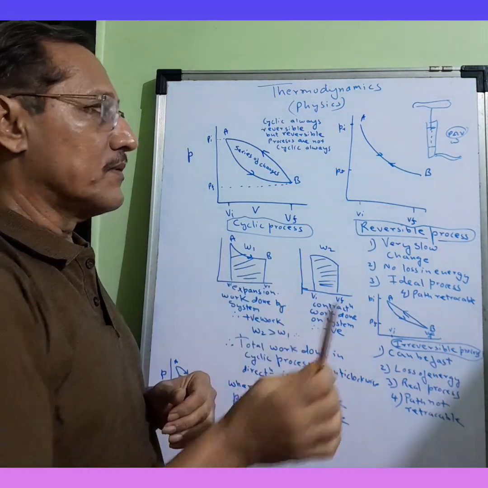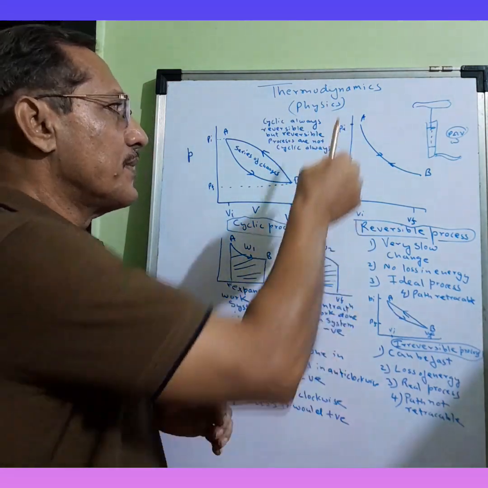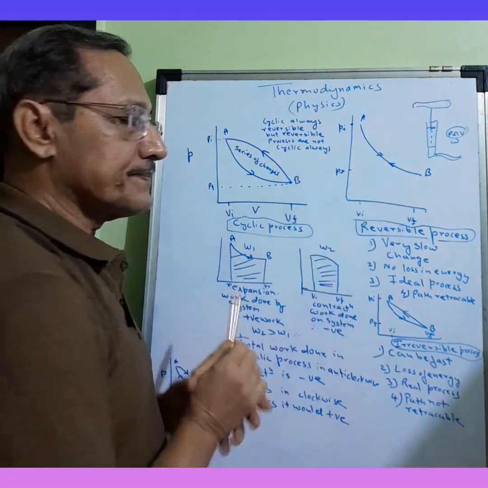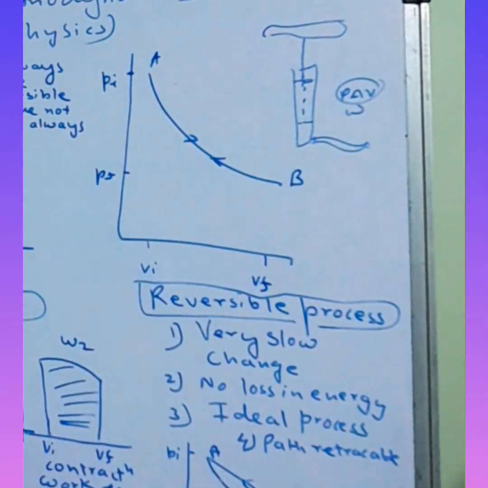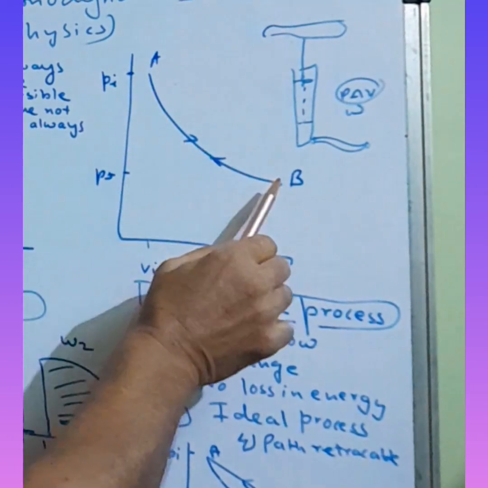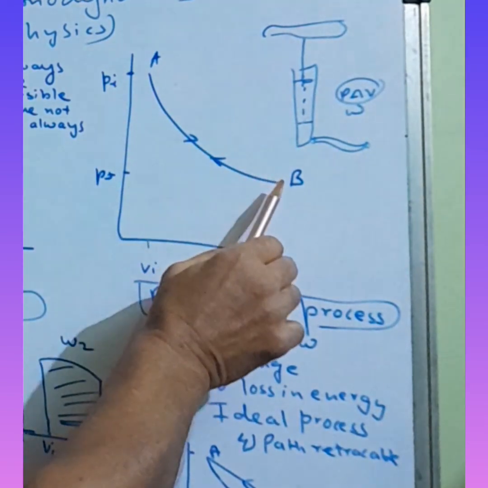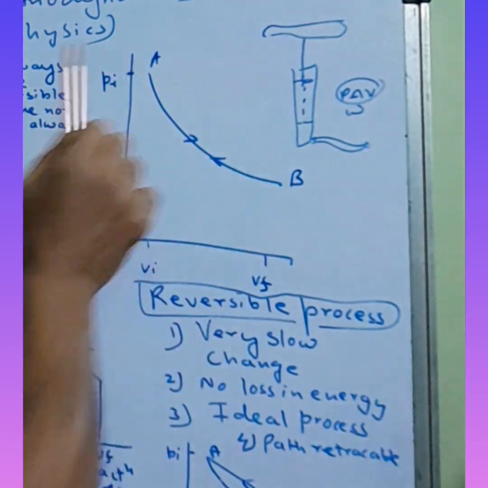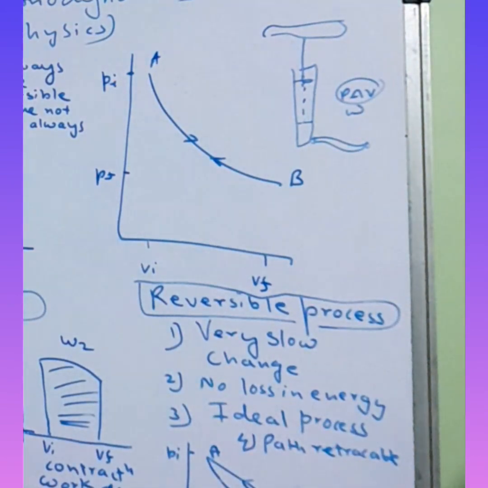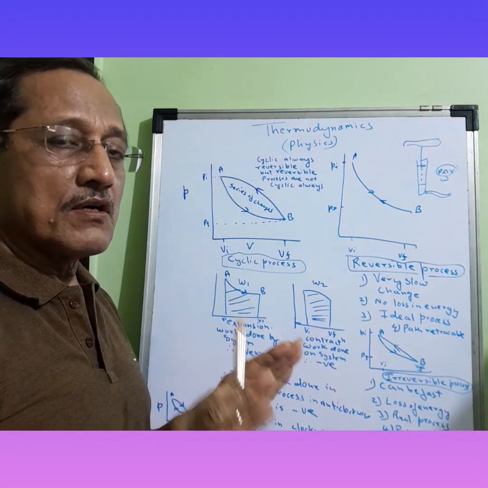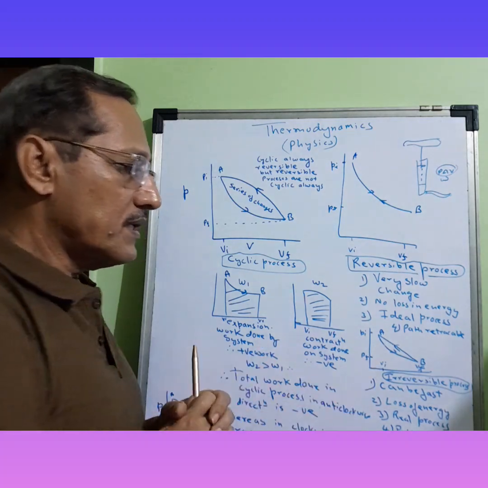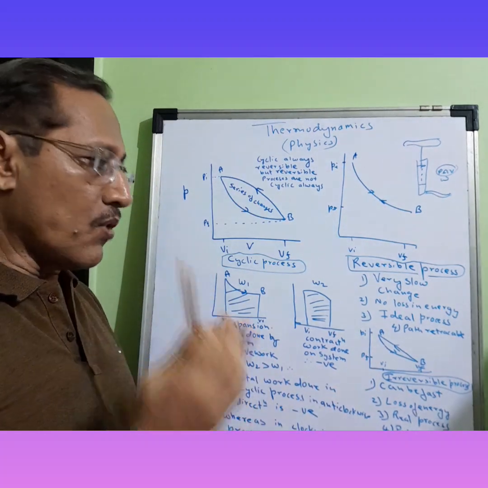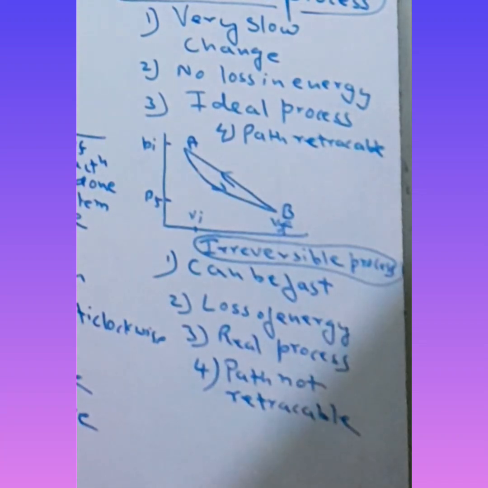Now the process begins from A, goes to B, and then again comes back from B to A. Now see, the path that it takes is the same when it returns back to its original state. So there's no loss of energy. Now let us go to the irreversible process. What happens in the case of an irreversible process?